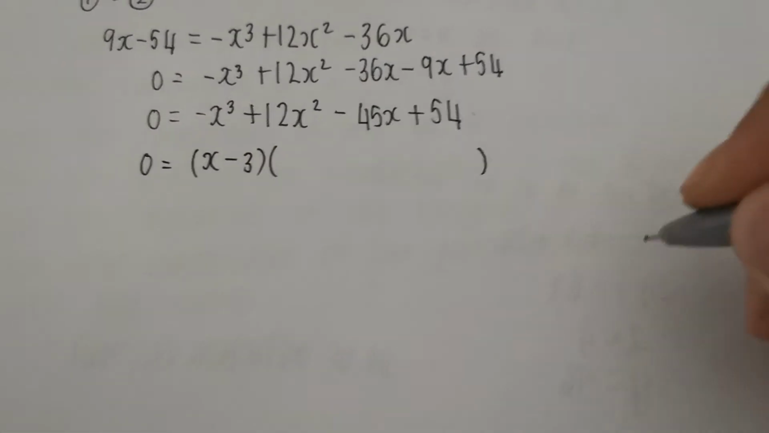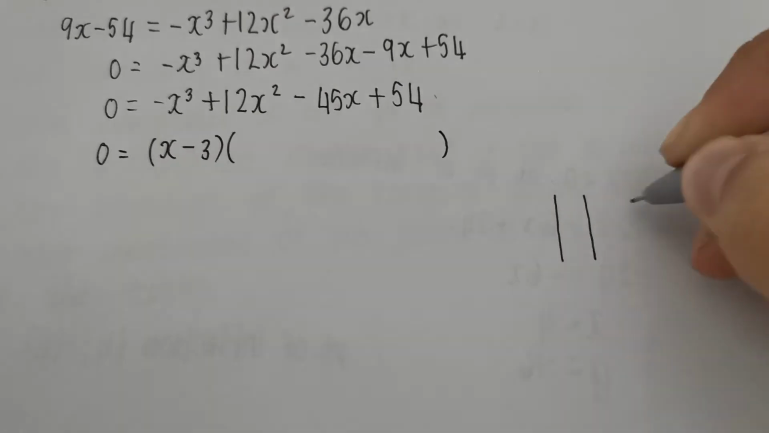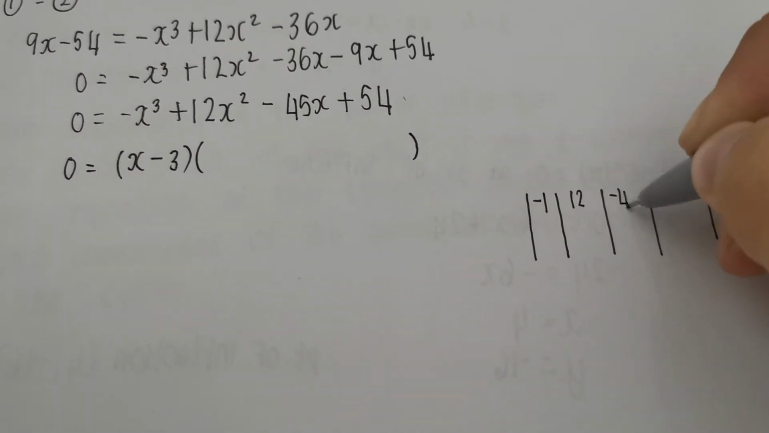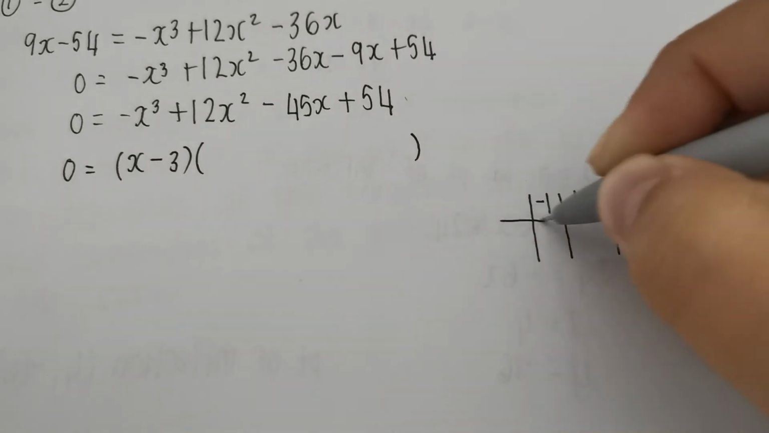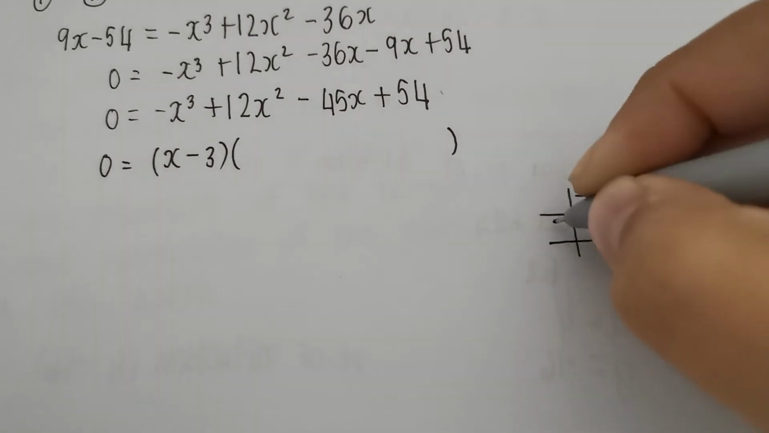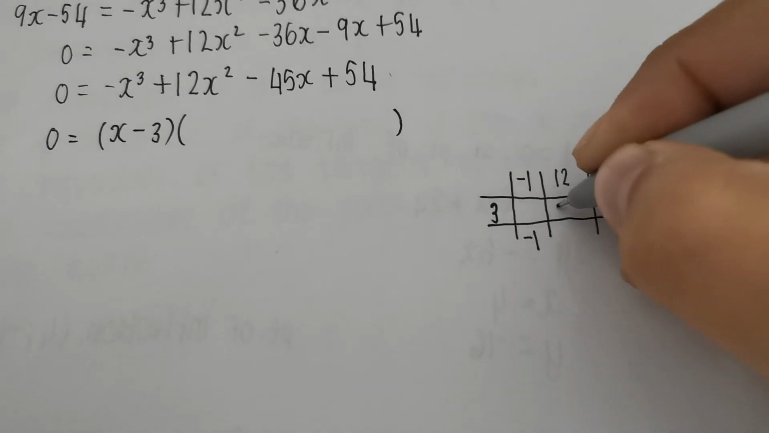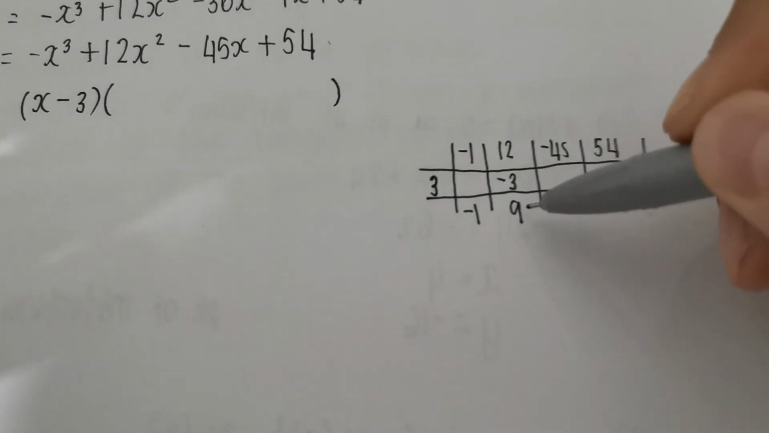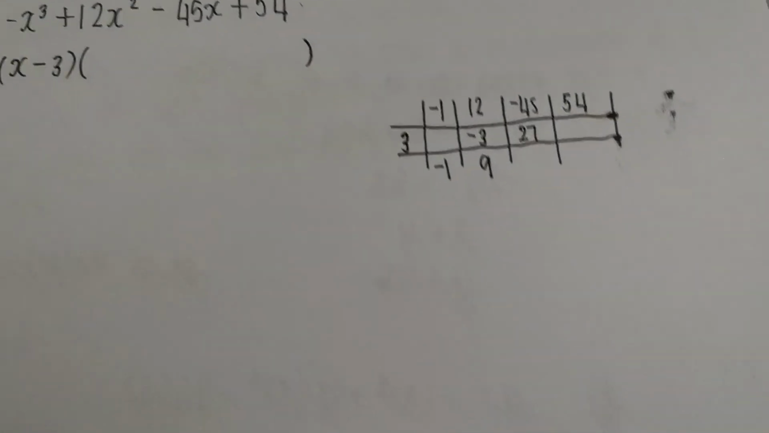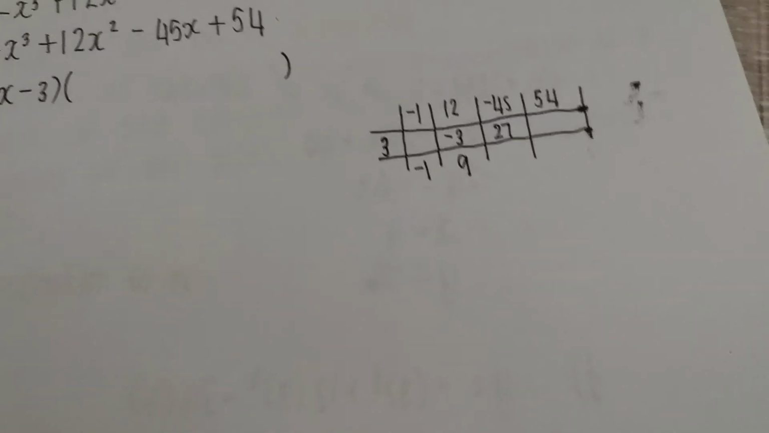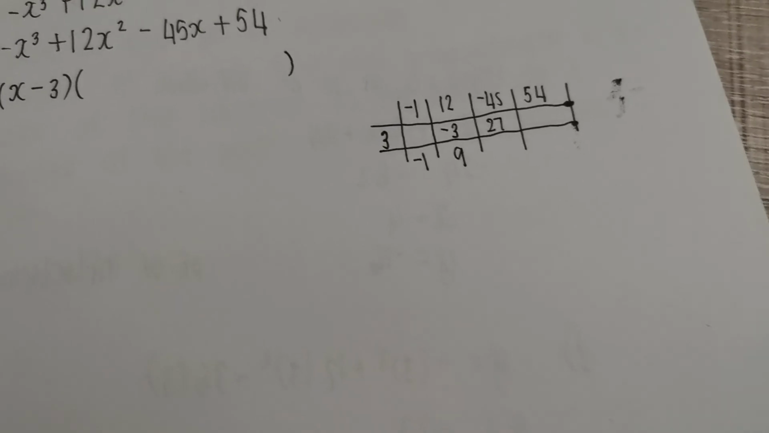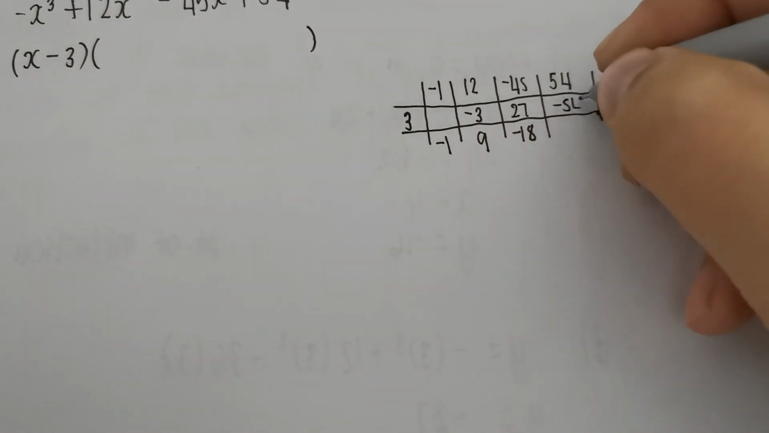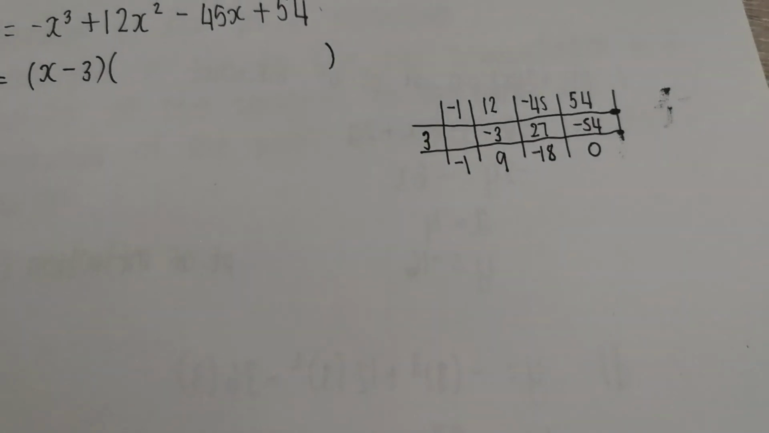How do I find the other one? I need to say at 3, bring down this value. This is going to give me negative 3. 12 minus 3 gives me 9. 9 times 3, 9, 18, 27. Okay, these are the coefficients of the quadratic part of it.